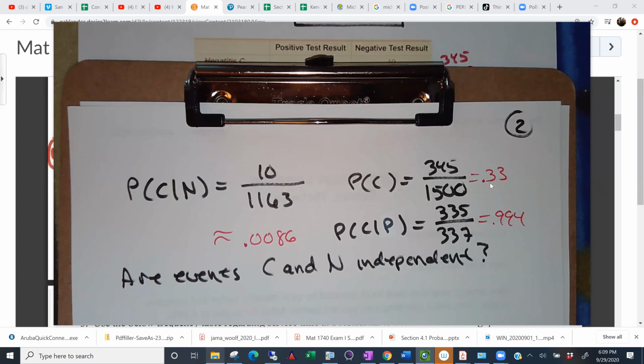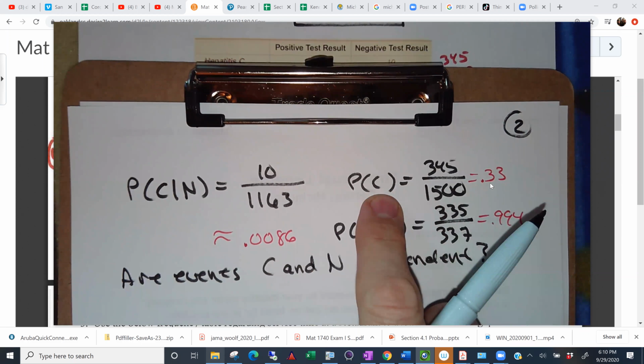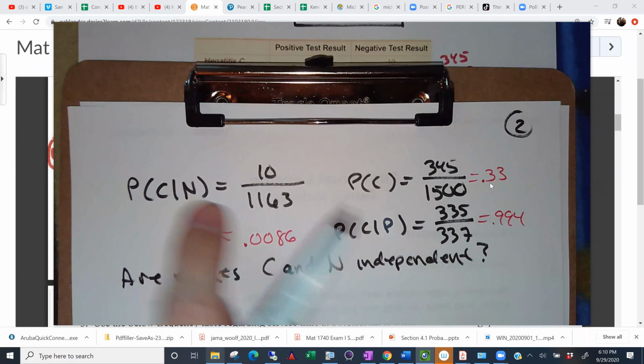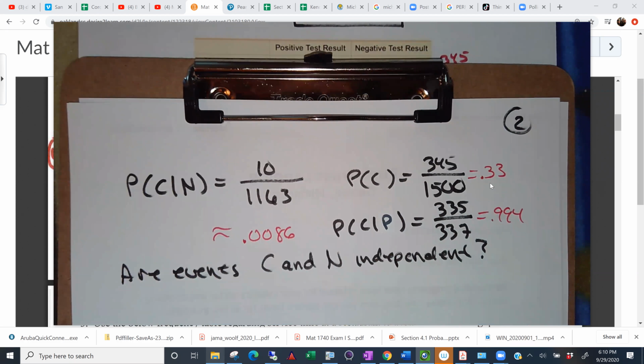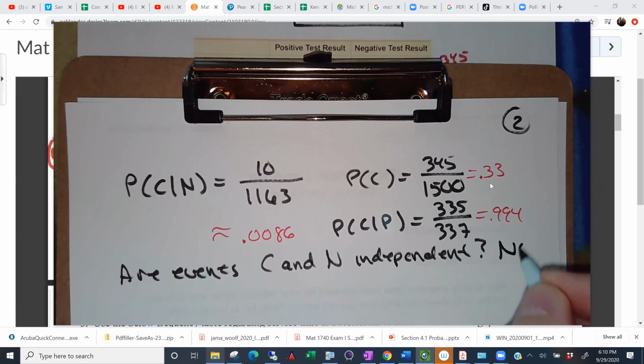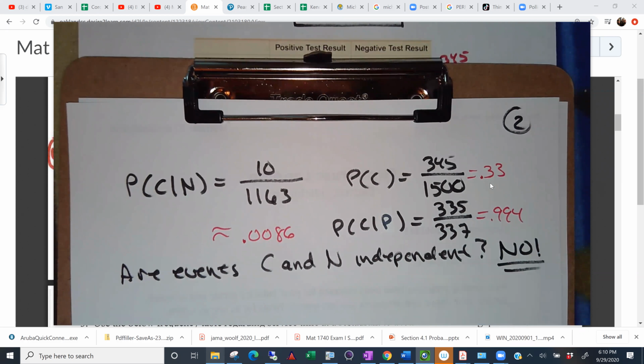Back to the question here, though. Are these events independent? No. No, because this probability was changed by knowing whether or not you tested positive or negative. It drastically changes the probability. So the answer is no.